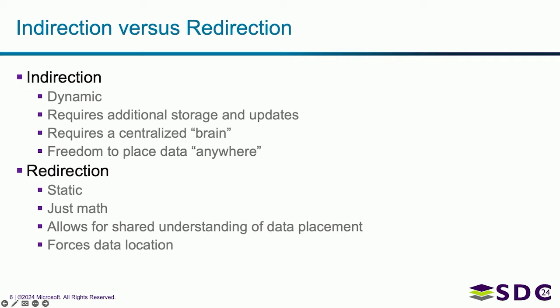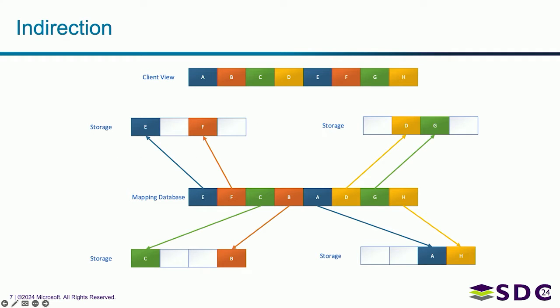And then I did a couple little visuals here, to try to make it a little clearer. This is just a super high level idea of indirection, where the client view is up there. I just have A, B, C, D, E, F, G, H. I've got some type of mapping database. It doesn't matter what it is. It could be a tree, it could be a linked list or whatever, but it's some type of thing that says, okay, this is where your data is.